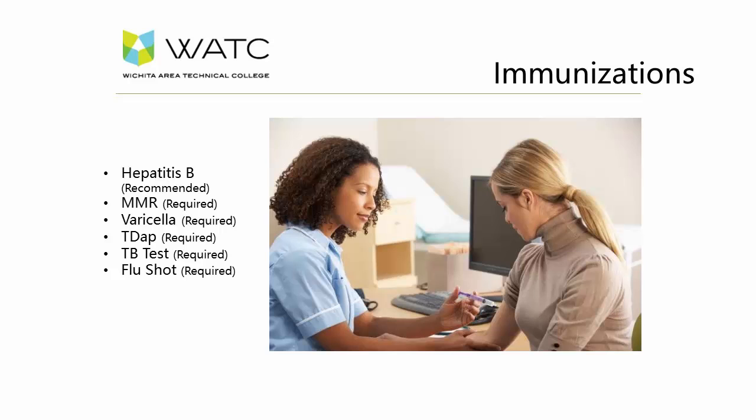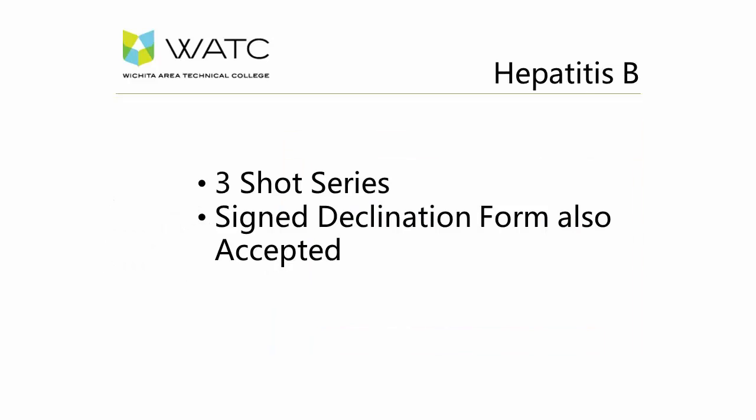Here are the immunizations that are required. The hepatitis B vaccination is highly recommended due to the possibility of being exposed to the disease through blood-borne pathogens in the clinical sites. However, this is one immunization you can decline to receive, although as I said, that is not recommended. There are 3 shots in this series. You will take the first 2 a month apart and then the third shot 6 months later. Or if you decline, you can sign a declination form.